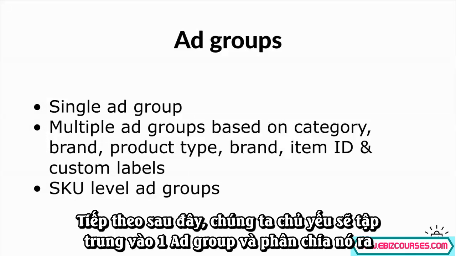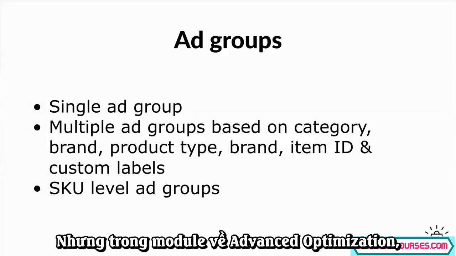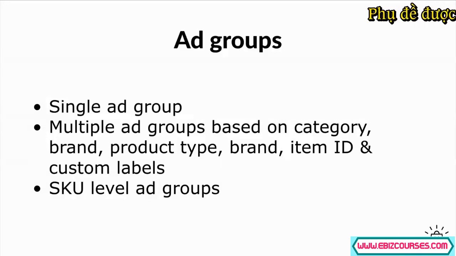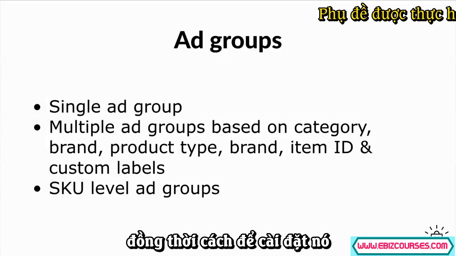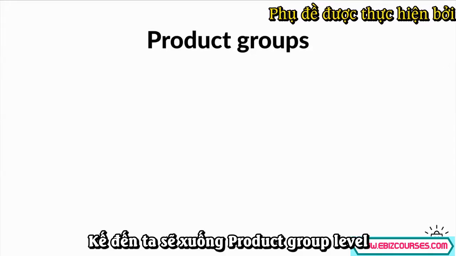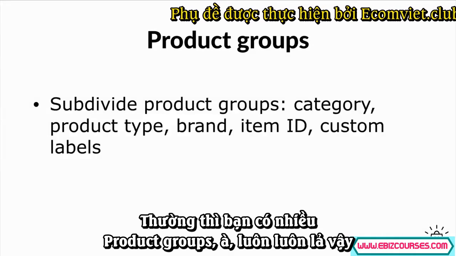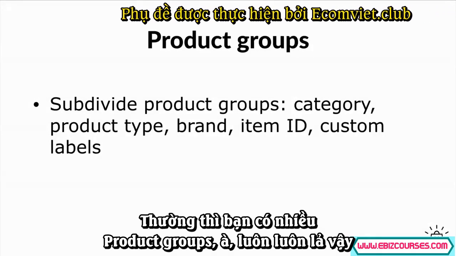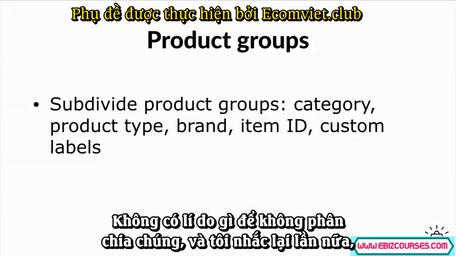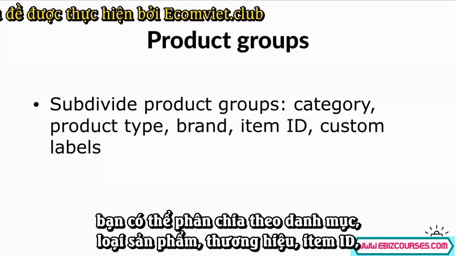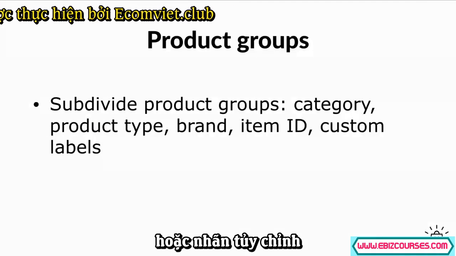In what follows, we're mainly going to focus on that single ad group and subdividing that further. But in the advanced optimization module, I show you a couple of examples of what you can do with multiple ad groups and also how to set these up. Then we come down to the product group level. So when should you have multiple product groups? Well, always. There's no reason not to subdivide them. And you can subdivide them based on category, product type, brand, item ID, or custom labels.